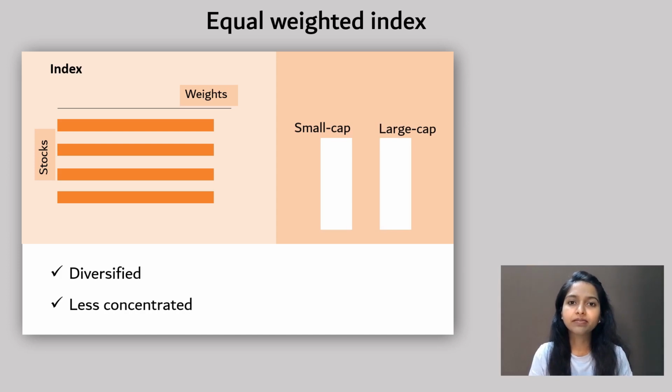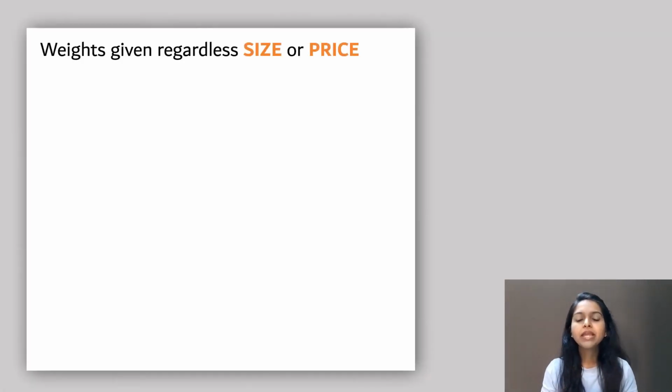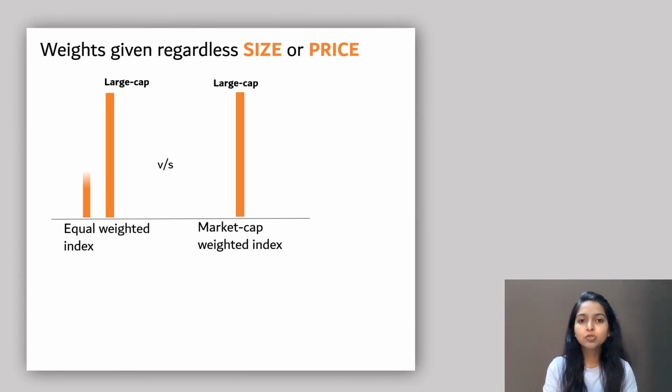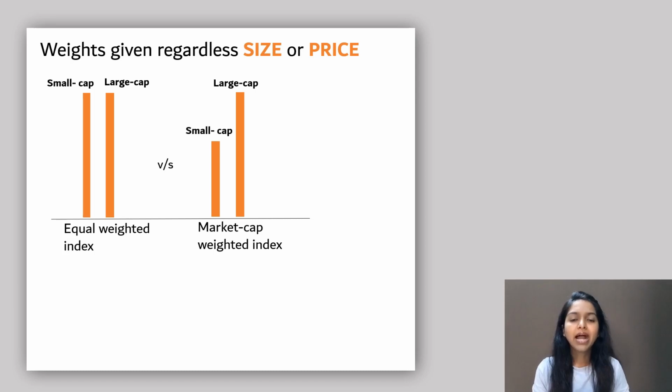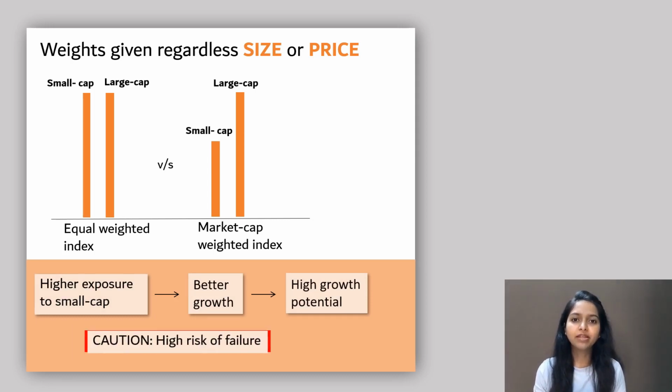less concentrated. Because weights given are regardless of price or size, the equal weighted method has a higher exposure to smaller cap stocks than the market cap weighted index. Higher exposure can lead to a better index performance because small cap stocks have growth potential. At the same time, there is a high risk of failure depending on the market conditions.